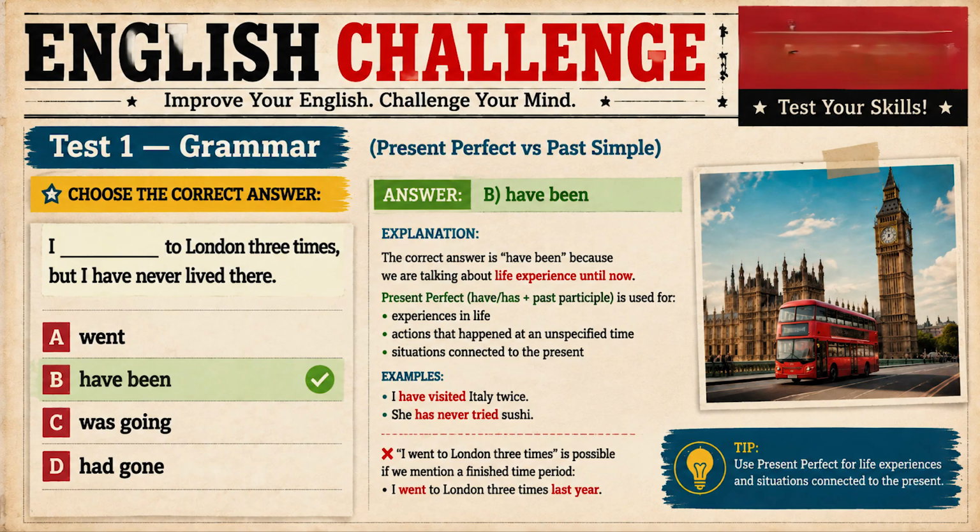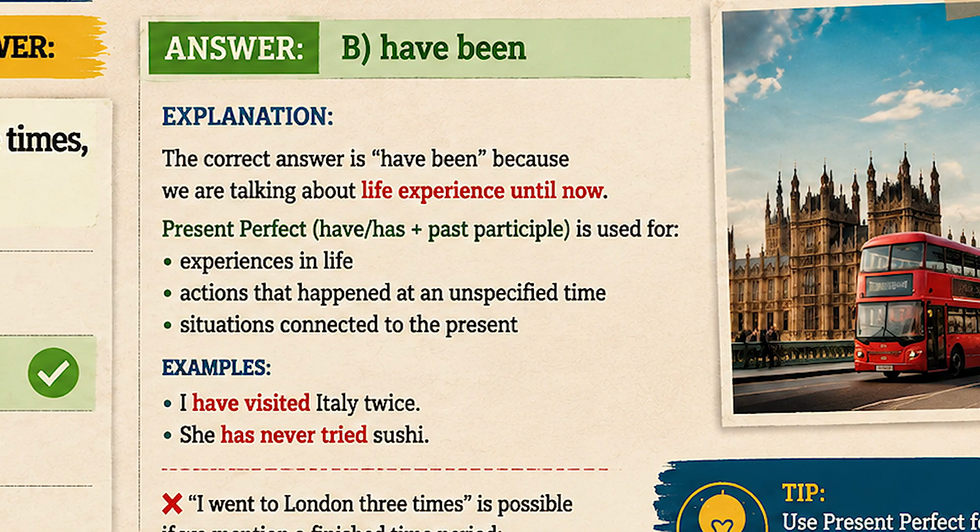Now let's understand why. We use the present perfect tense when we talk about life experiences until now, from a point in time in the past until now. Pay attention, we don't say when that happened, right? We don't say last year I have been to London. It's incorrect. You should not and you must not focus on the time period.